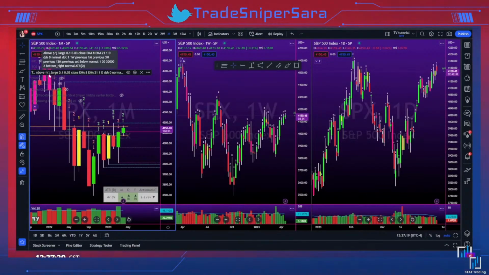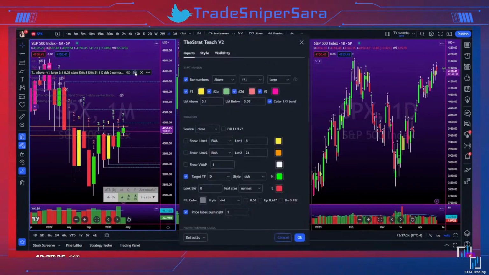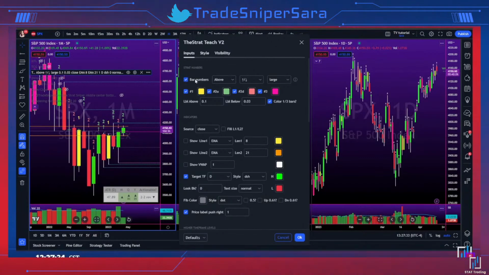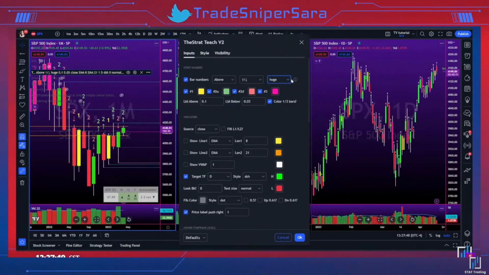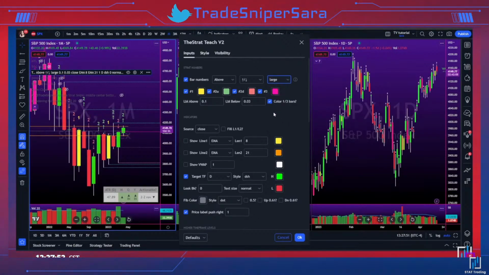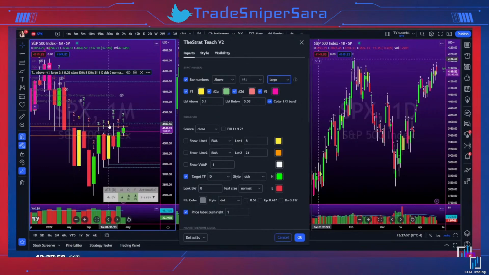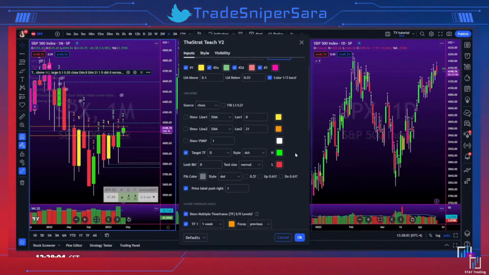And it'll look like this on your chart. And then there is a jillion settings that you can come in and change and customize. So you can tell it if you want your number bars, so like 1, 2, or 3, above the candle or below the candle. You can pick their size. You'll see they'll get bigger. I just keep mine to, I think, large. You can select what color you want your 1s, 2s, and 3s to be. And just a whole bunch of settings.